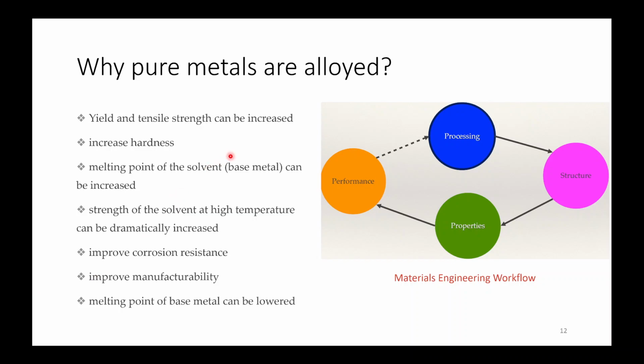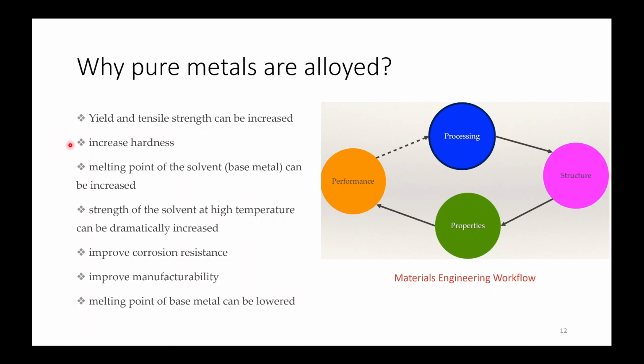So firstly, why are pure metals alloyed? So we always talk in terms of alloying. So for example, steels or various solders, these all are in the form of alloys. So now why does the necessity of alloying arise? So firstly, alloying increases its yield and tensile strength because of solid solution strengthening, precipitation strengthening, and other types of strengthening.